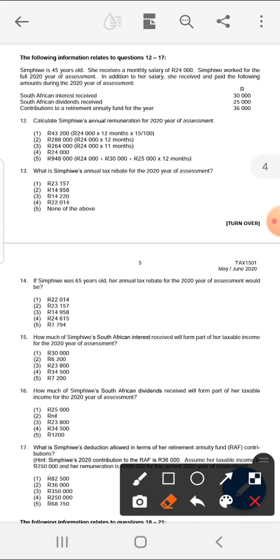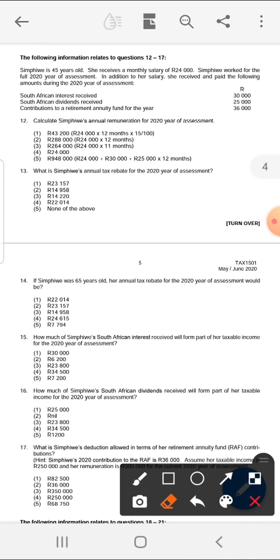In addition to a salary, she received and paid the following amounts during the year of assessment. South African interest received 30,000. South African dividends received 25,000. Contribution to a retirement fund for the year 36,000. Calculate Simpiwe's annual remuneration for the year of 2020.